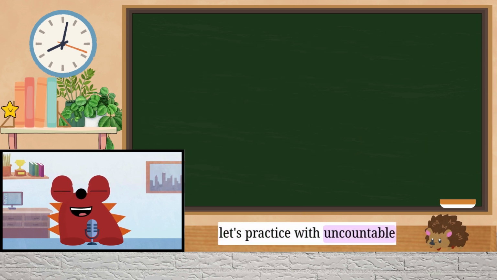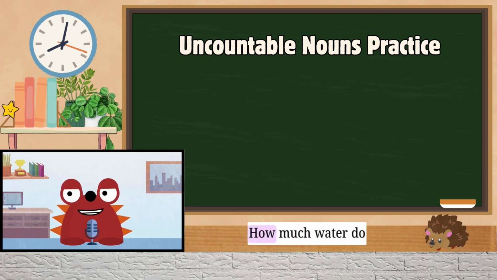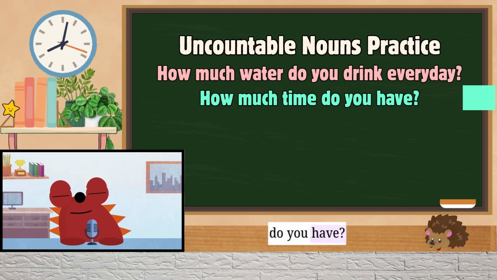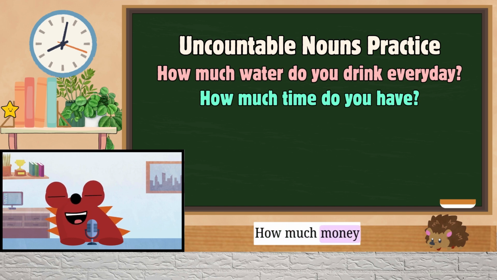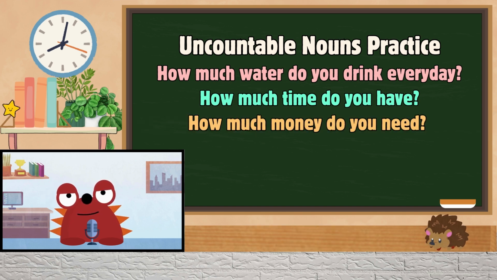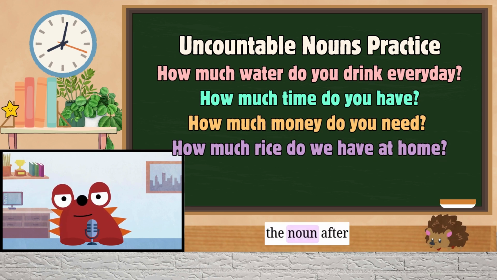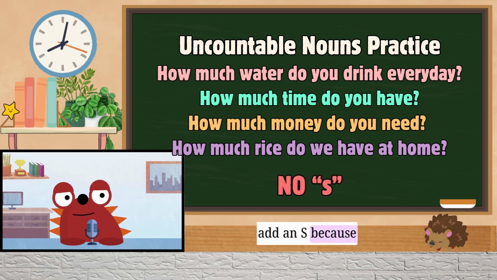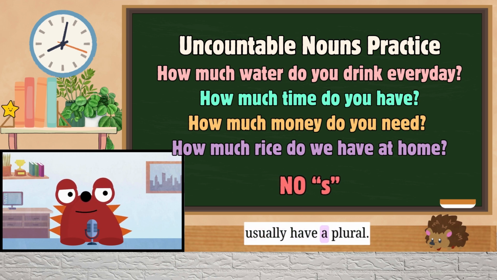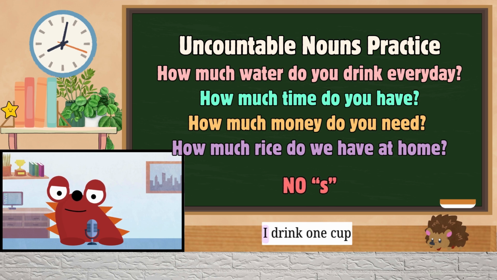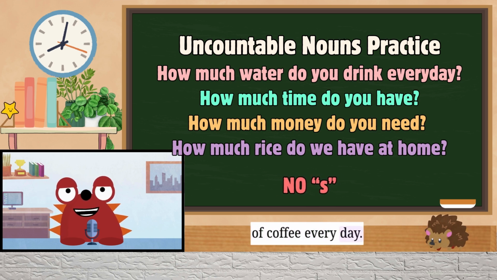Now, let's practice with uncountable nouns. How much water do you drink every day? How much time do you have? How much money do you need? How much rice do we have at home? Notice the noun after how much stays singular in form. We don't add an S because these nouns don't usually have a plural. Let's try another one. How much coffee do you drink every day? I drink 1 cup of coffee every day.